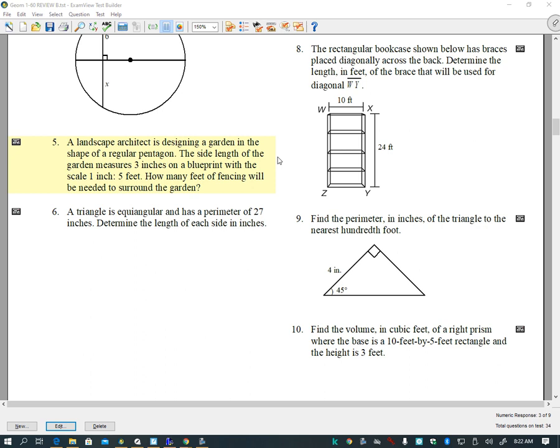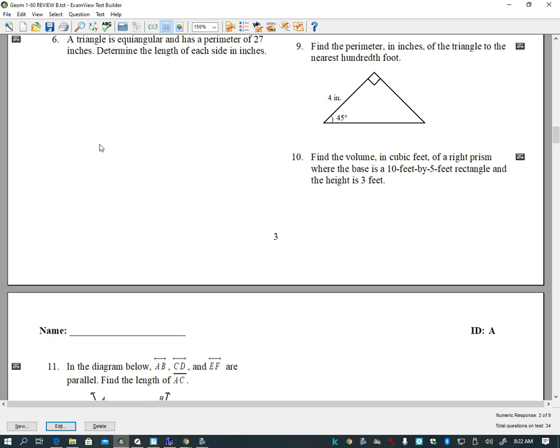We can come down to number 9. It says find the perimeter in inches of the triangle to the nearest 100th foot. What type of triangle is that? 45, 45, 90 triangle. Because there's a 90 and a 45, and 90 and 45 is 135, and there's 180 degrees in a triangle. Would it be impossible to determine that that's going to be 45? No, not really. Do we know the properties of 45, 45, 90 triangles? Hopefully. Can anybody tell me what the length of this side is?